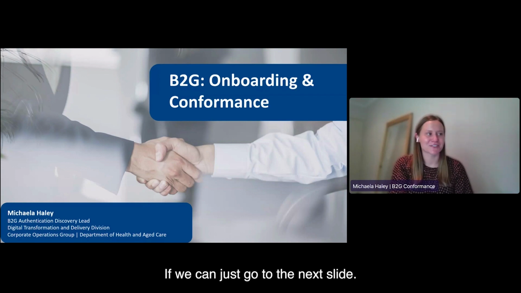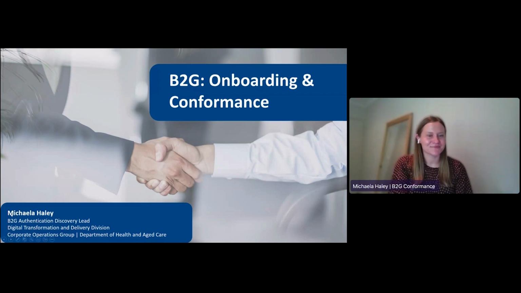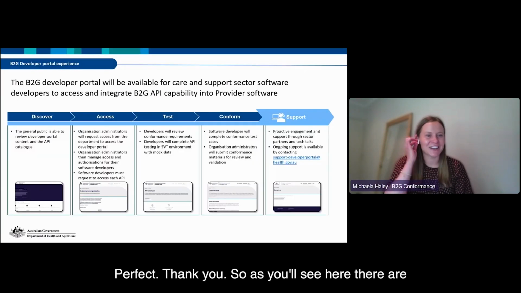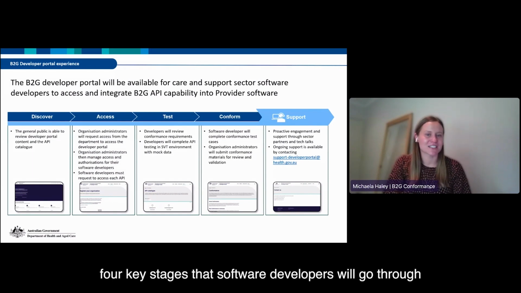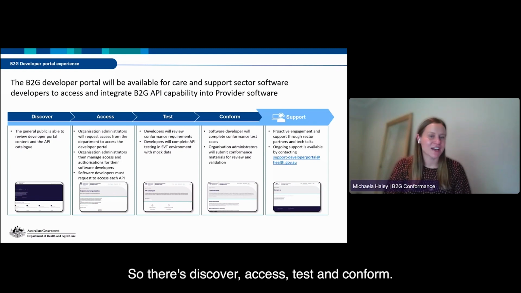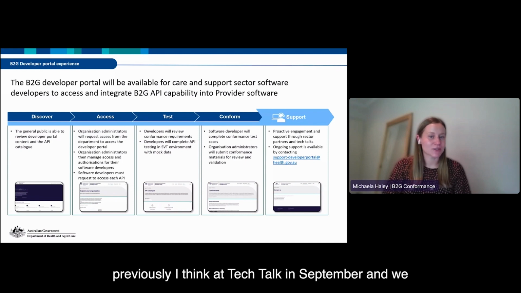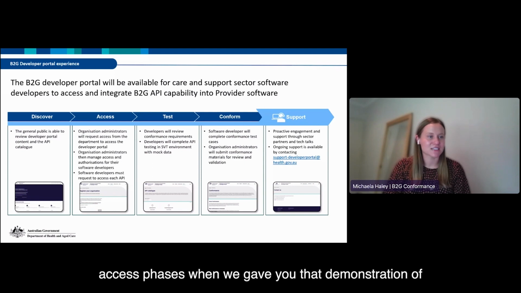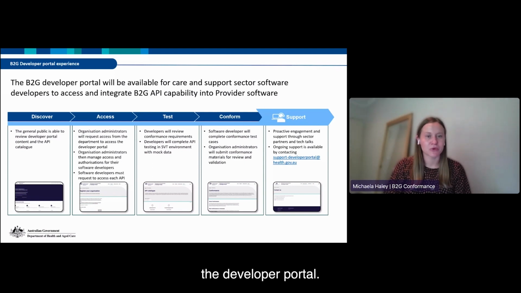If we can just go to the next slide. Perfect, thank you. So as you'll see here, there are 4 key stages that software developers will go through when developing their software: discover, access, test, and conform. We've previously shared these details with you, I think, at Tech Talk in September, and we took a deep dive into the discover and access phases when we gave you that demonstration of the developer portal.